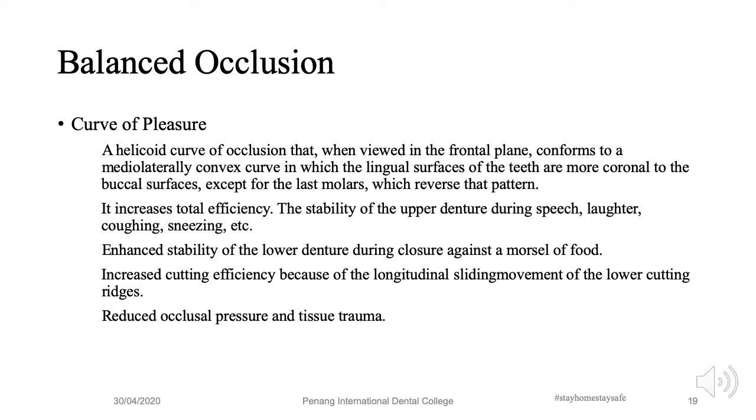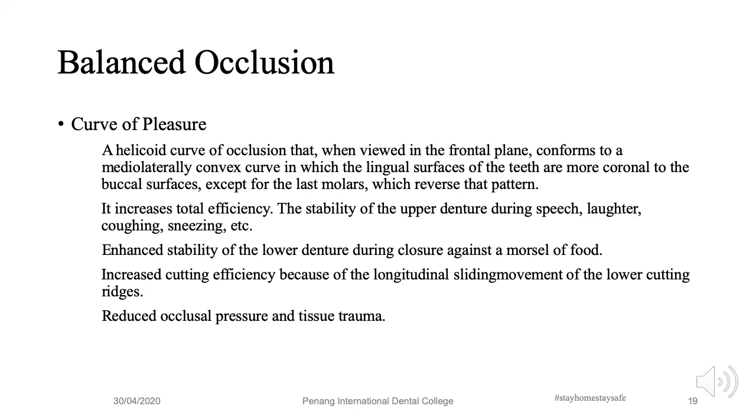Basically, how are you getting the curve of pleasure? You know that when you arrange your posterior teeth, the maxillary posterior teeth are buccally tilted, and when you arrange the mandibular teeth, they are lingually tilted. So when the patient is biting, because of this tilt, the occlusal surfaces, that is the cusp of the lower, come into the groove of the upper. So this curve of pleasure gives this occlusal contact. Okay.